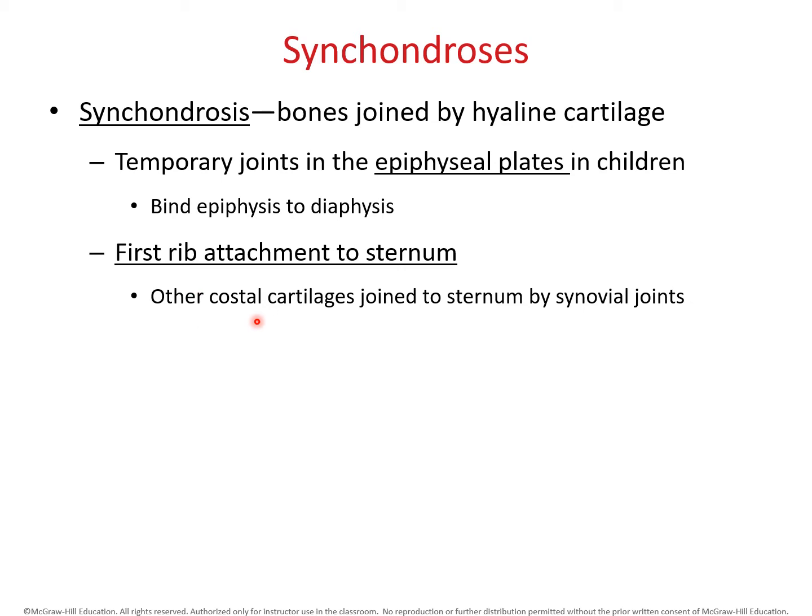Your other ribs are going to connect, as you remember, to the sternum by way of costal cartilage, but these joints are considered synovial joints. That means there's actually a small cavity there. All right, so the synchondrosis is only in regards to the first rib and how it attaches to the sternum.